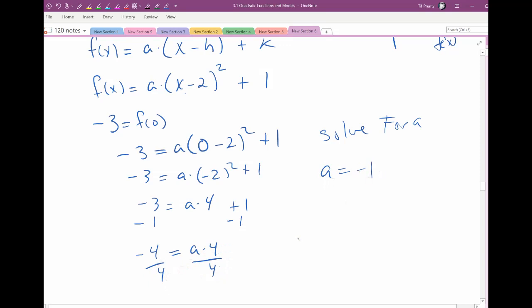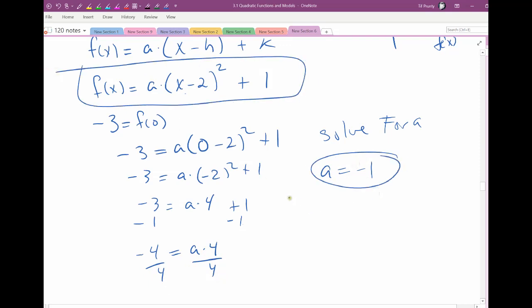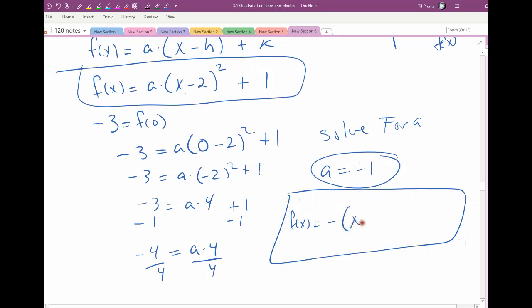I knew it was going to be negative, and so there's my a value, and now I plug it back into this equation now that I know what a is. So the actual final answer is my function f of x equals negative 1, or just negative, a lot of times we'll put it out in the front, negative x minus 2 squared plus 1.